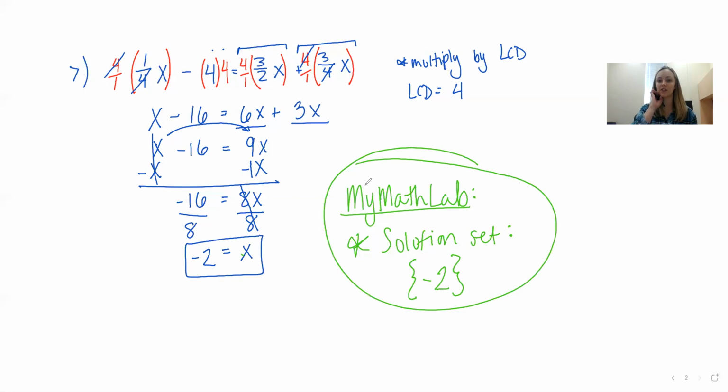I always get a bunch of emails asking why their answer isn't correct. A lot of the time it's just because of how you're putting in your answer. So curly brackets, just put the number, don't put x equals.